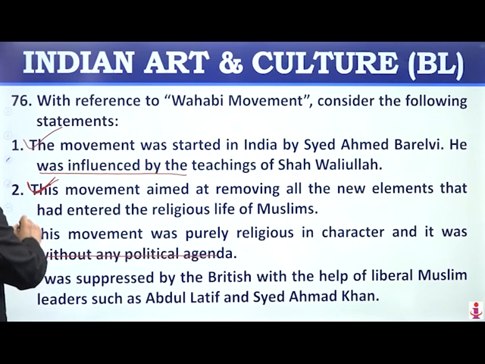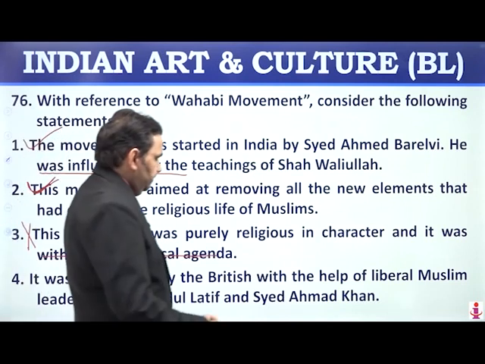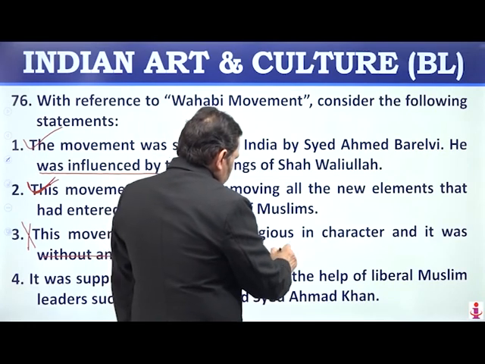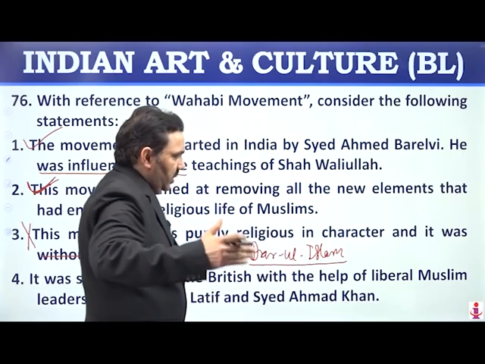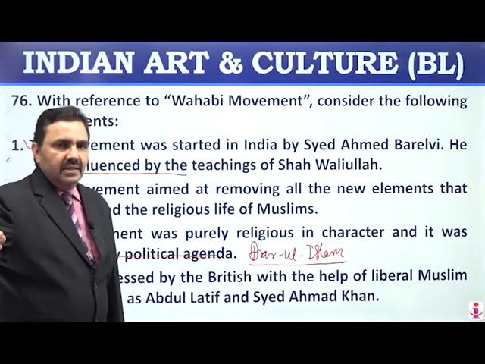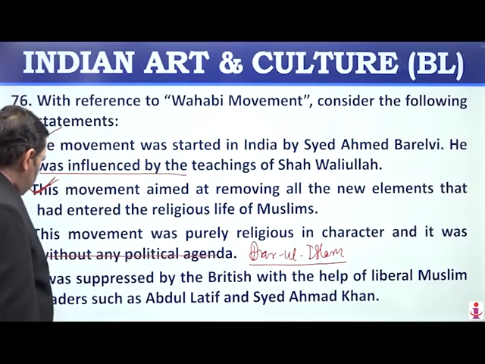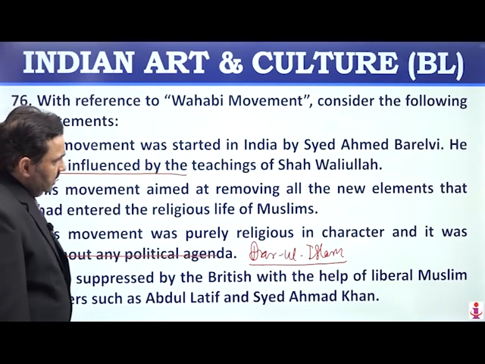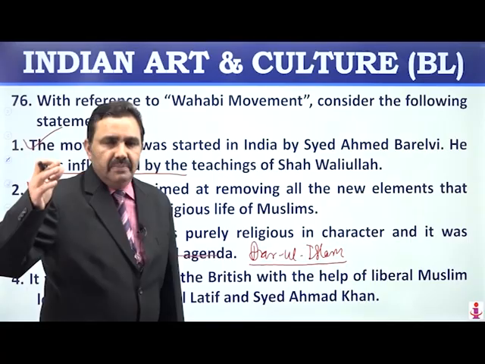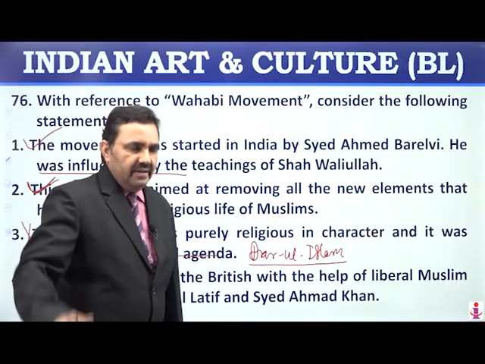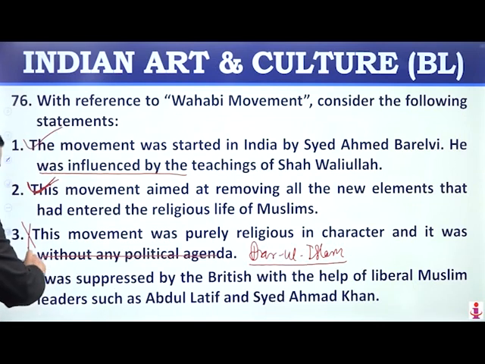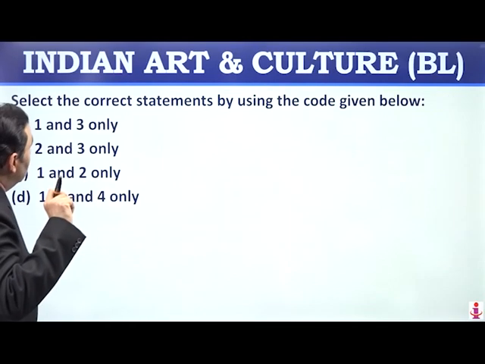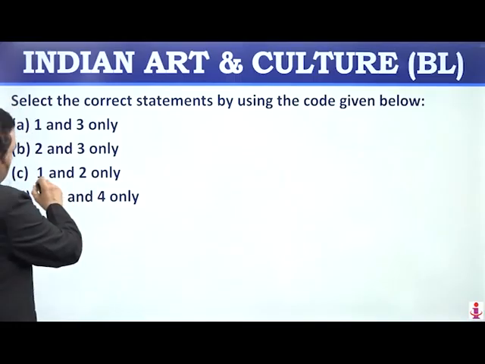It was politico-religious. It wanted to establish Dar-ul Islam, or the rule of Islam. It considered India Dar-ul Harb, the land of infidels under the British. So it fought against the British and it was defeated. Sayyid Ahmad Raebareli was defeated in 1831 in the Battle of Balakot. He was militarily defeated. It was suppressed by the British with the help of liberal Muslim leaders. Wrong. It was suppressed by the British with the help of superior military power. 1 and 2 are correct. 3, 4 wrong. Choose the correct statement. 1 and 2. Option is C.